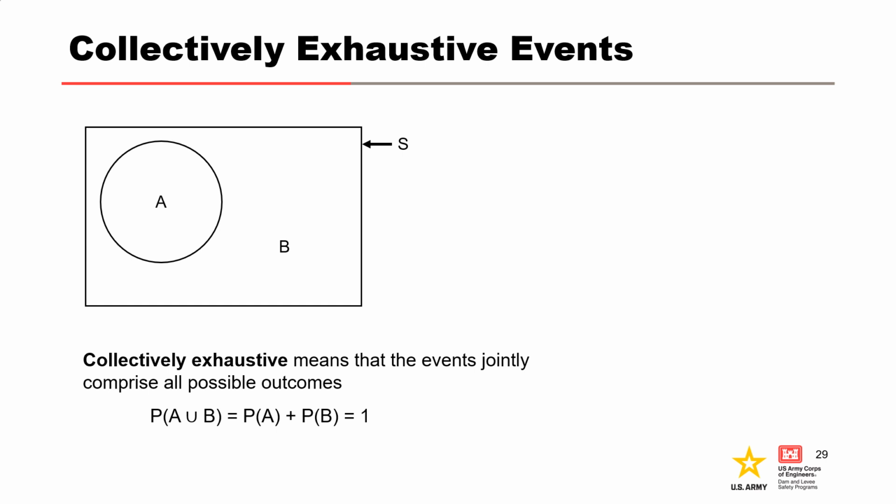If events are said to be collectively exhaustive, this means that the events jointly comprise all possible outcomes. In the diagram, we have sample space S, which is the area inside the rectangle, and we have events A and B. Because events A and B take up the entire area of the sample space, the sum of their probabilities is equal to 1, and the events are collectively exhaustive. When we get into event trees, event tree branches from a node are both mutually exclusive and collectively exhaustive.